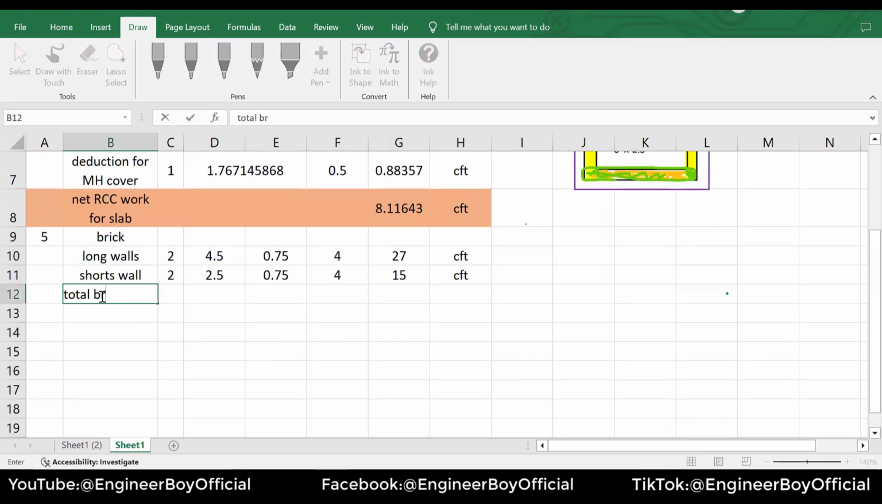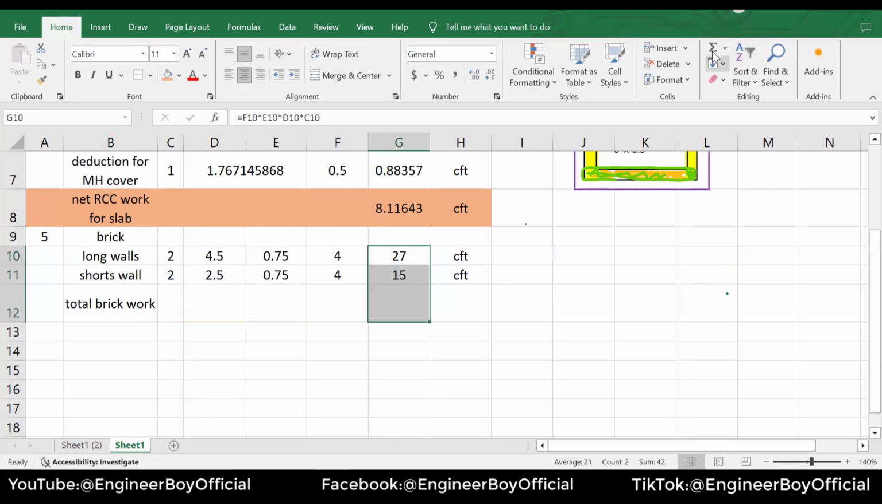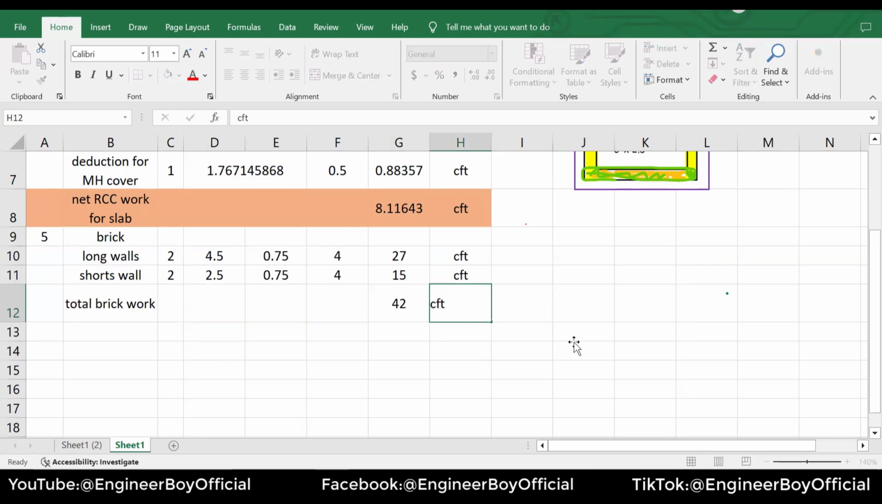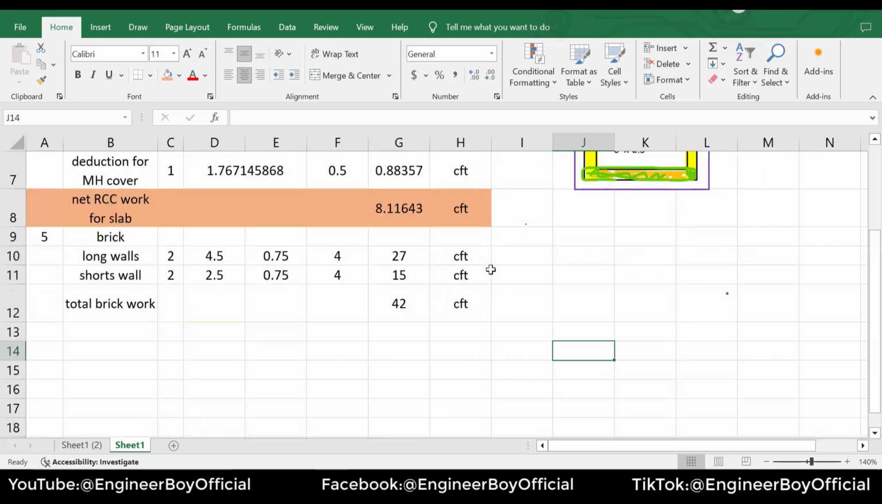The total brickwork is now going to be the summation of the long walls and short walls. We will sum these two, which is 42 CFT brickwork. Very simple. So this is how we determine the quantity of brickwork. Only two things are remaining, which are the internal plaster and then of course the iron steps.